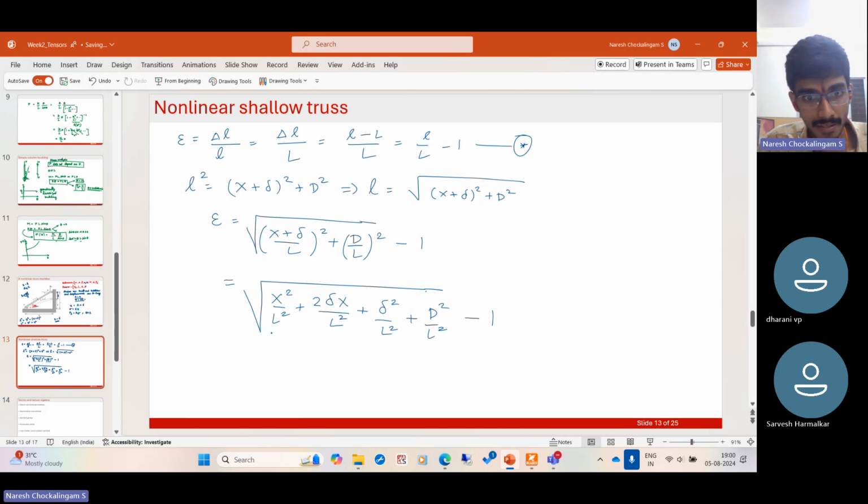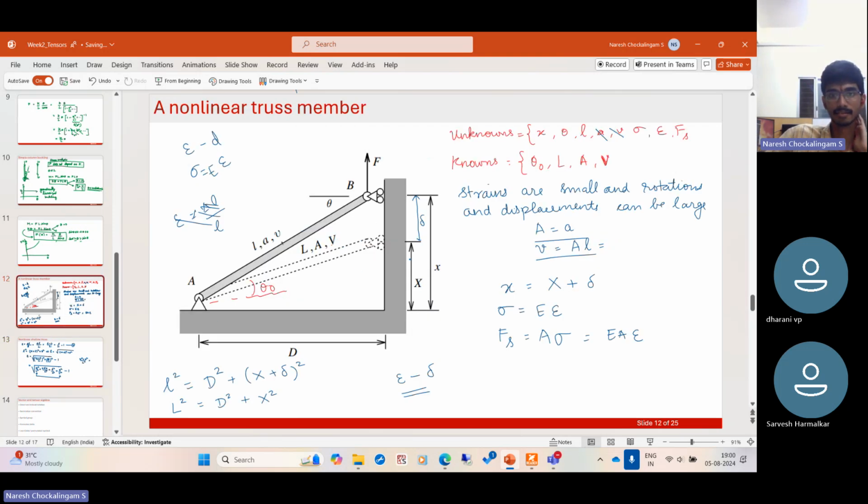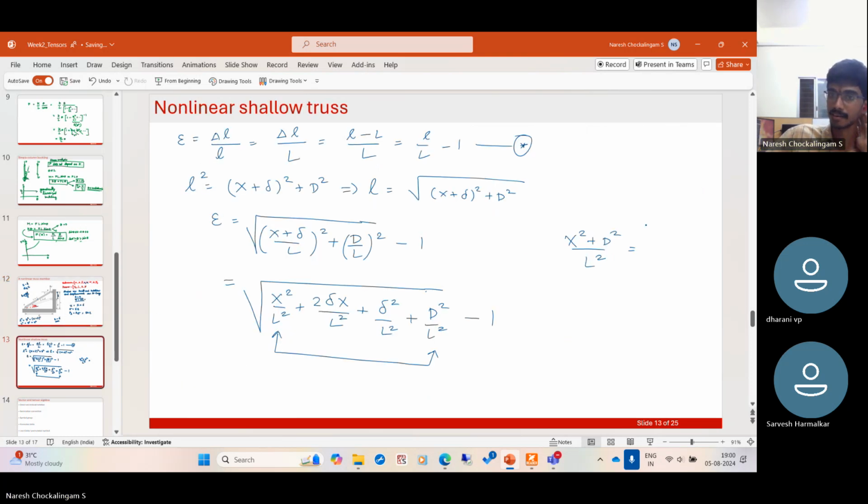What is this? Let us club these two. Right? What is the sum of, sorry, not these two, these two. Okay. So if you add the first term and last term, what do you get? You get x square plus d square by L square. What is that equal to? Looking at this figure, x is this, d is this, L is this. So what is it equal to? X square plus d square by L square? 1, sir. 1. Yeah, right. Perfect. It is, so numerator is L square, denominator is L square, so it is 1.